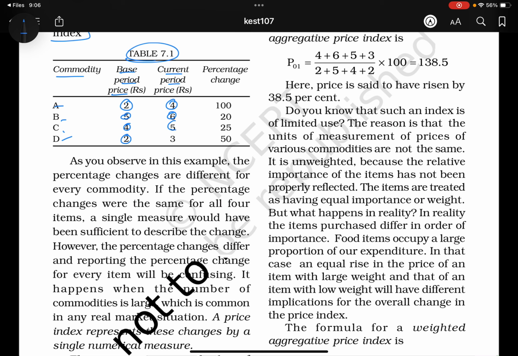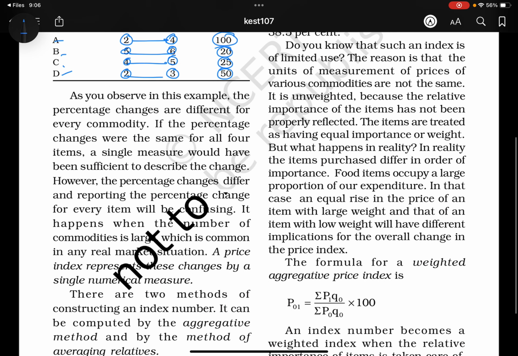करंट पीरियड प्राइस चार, छः, पाँच और तीन. परसेंटेज चेंज कितना है? 100% इसका चेंज हो गया, दो से चार हो गया. 20% इसका पाँच से छः हो गया. 25% इसका चार से पाँच हो गया. और 50% इसका दो से तीन हो गया.